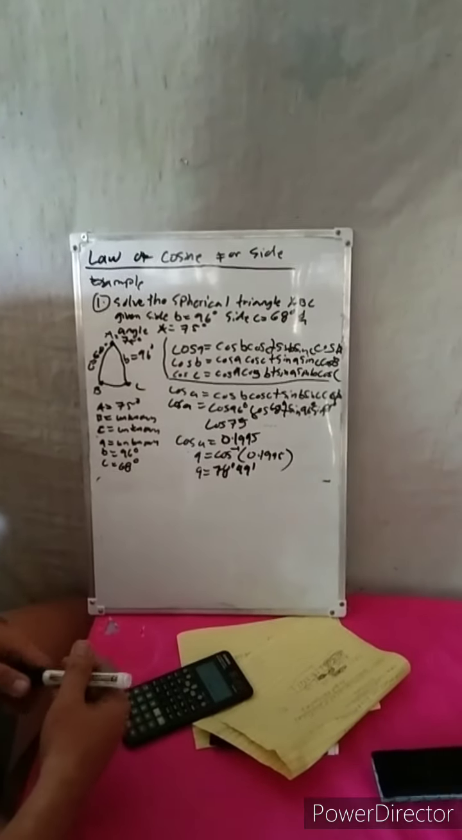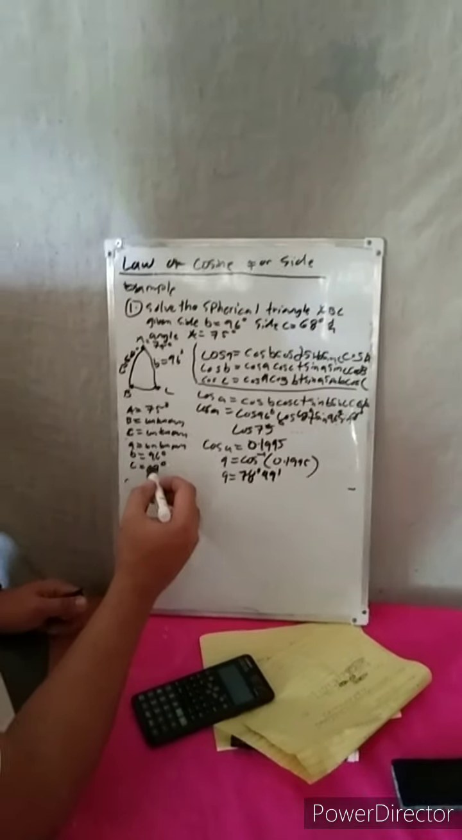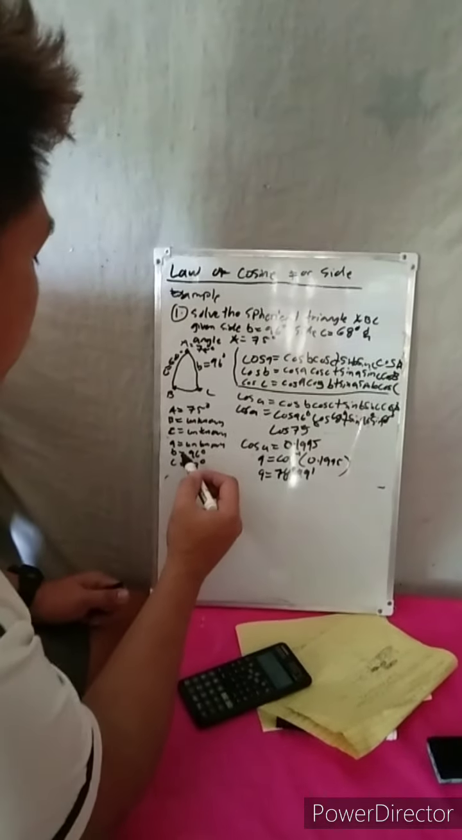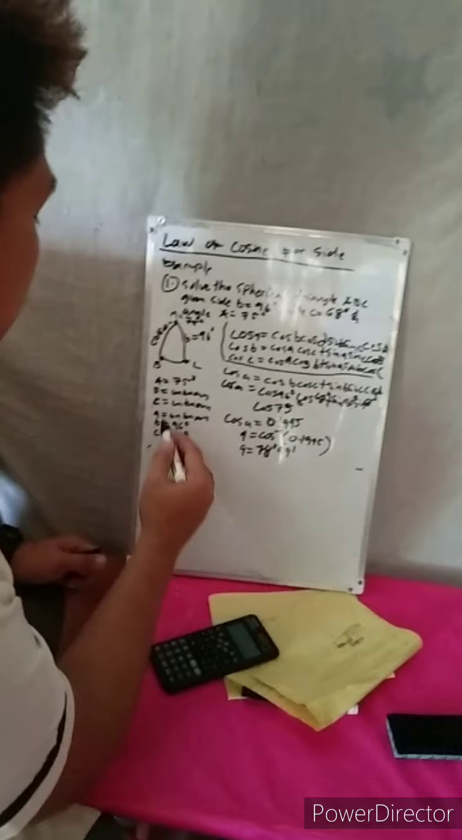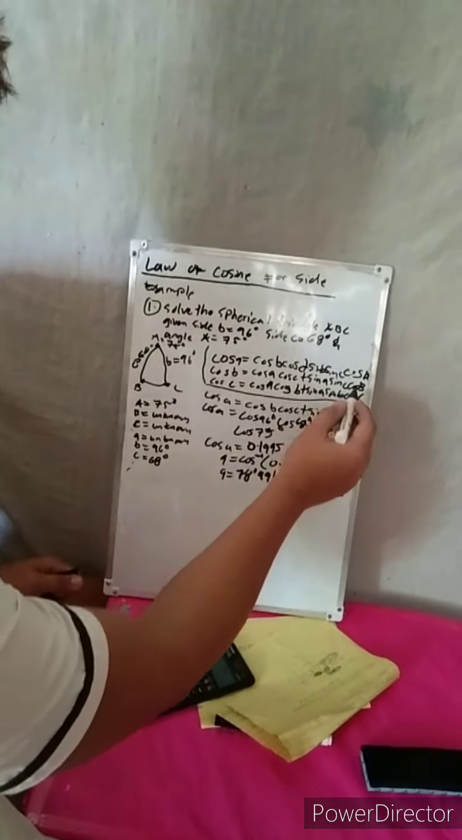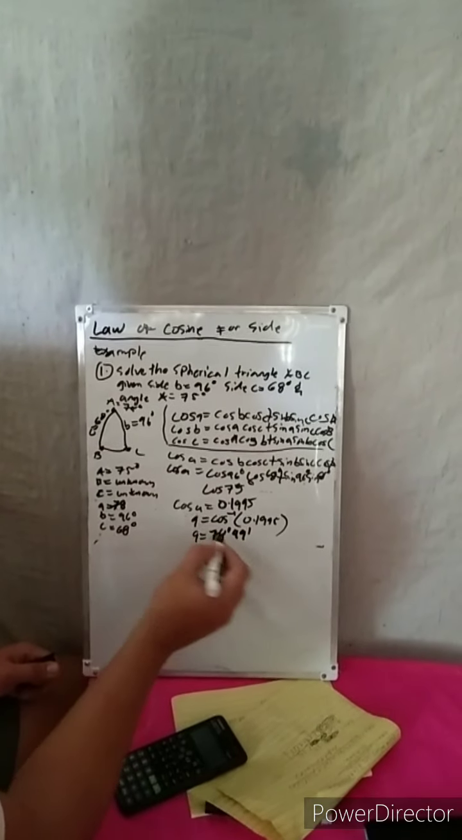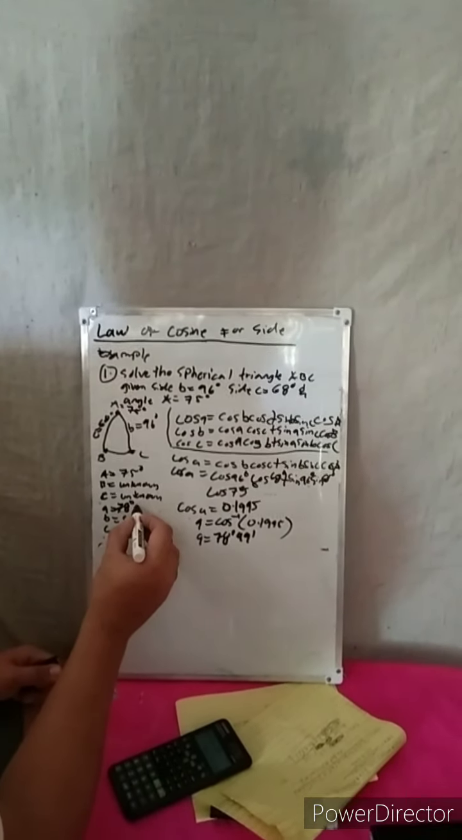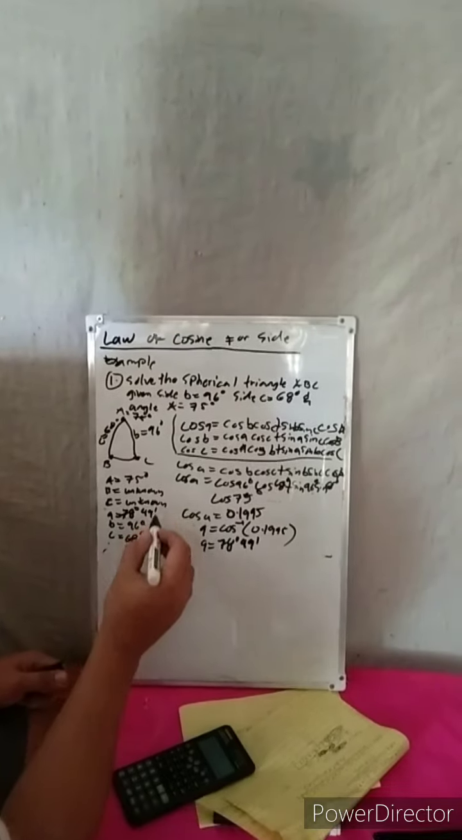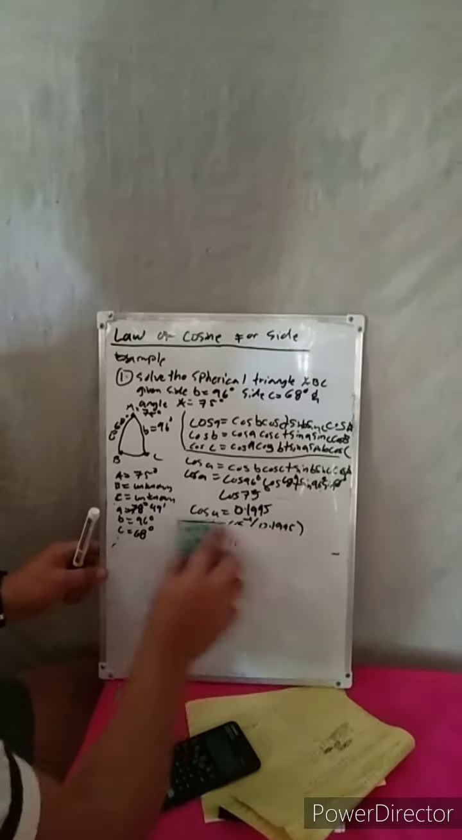So another example, i-solve na to ang angle B. I-solve na to ang angle B using this equation. So ato na i-change ang side A sa ato nga answer 78 degree and 49 minutes. So i-solve ta ni ang angle B.